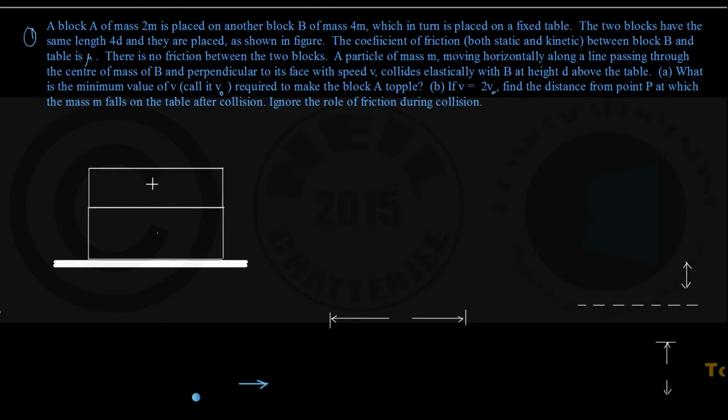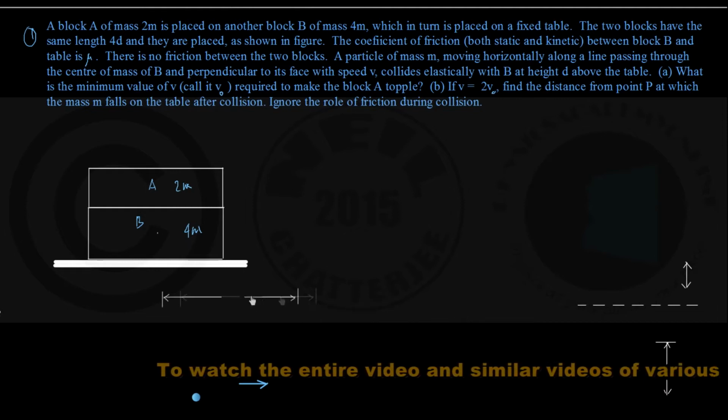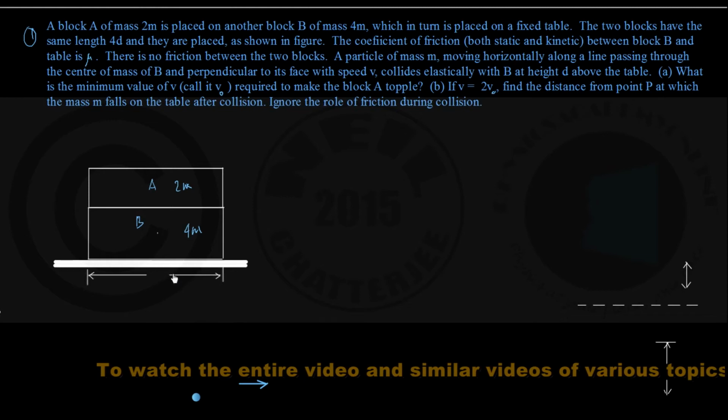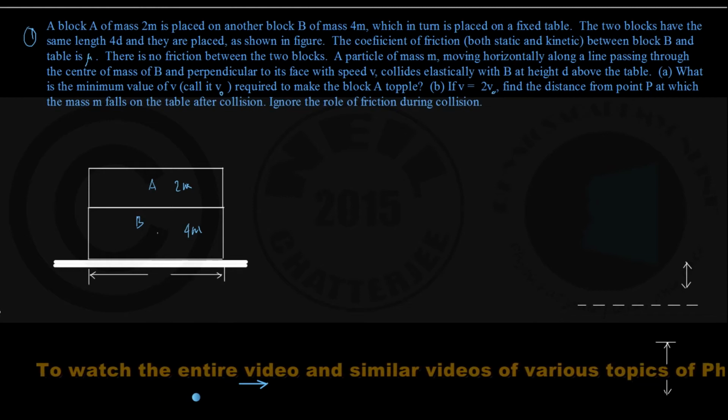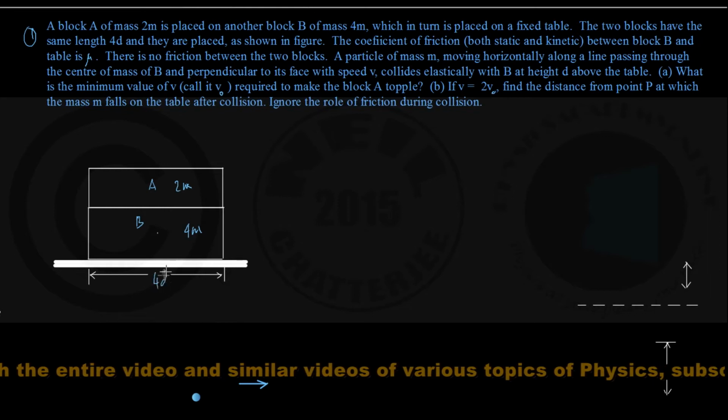The upper block is block A. This one's mass is twice m. The lower block is block B, and this one's mass is 4m. And you can see the tabletop here on which the block B is sitting. The length of both the blocks is the same, which is given to be 4d.